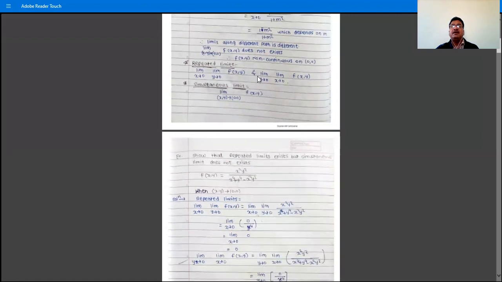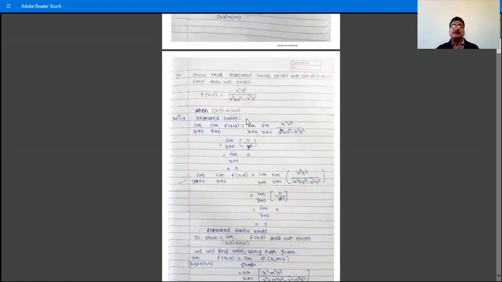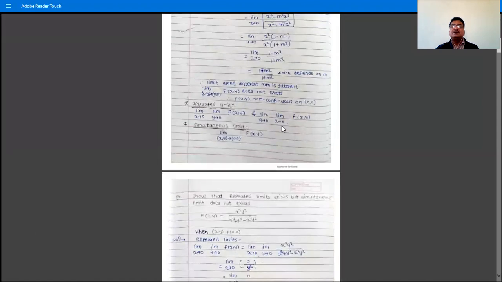So these are called repeated limits, and there is no connection between the simultaneous and repeated limits. That is, whether the repeated limits exist or do not exist does not depend on the simultaneous limit. So we will see the problems on repeated limits and simultaneous limits, the remaining problems, in the next lecture.